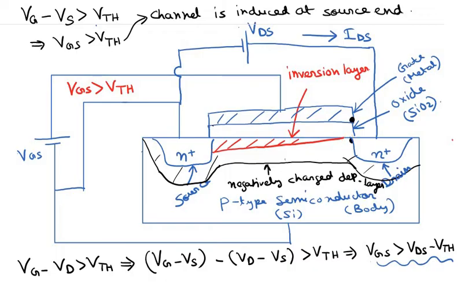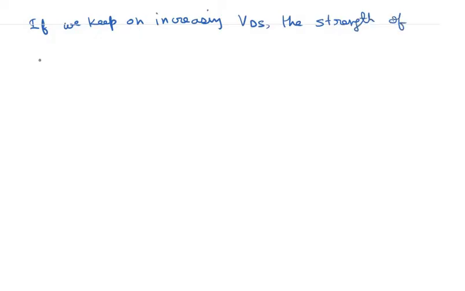Okay, so let me write it here: if we keep on increasing VDS, the strength of the inversion layer will decrease at the drain end.